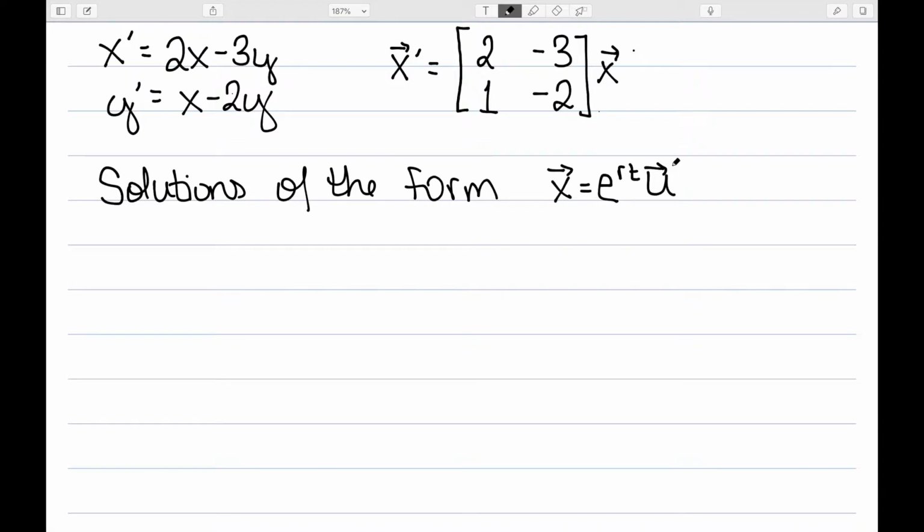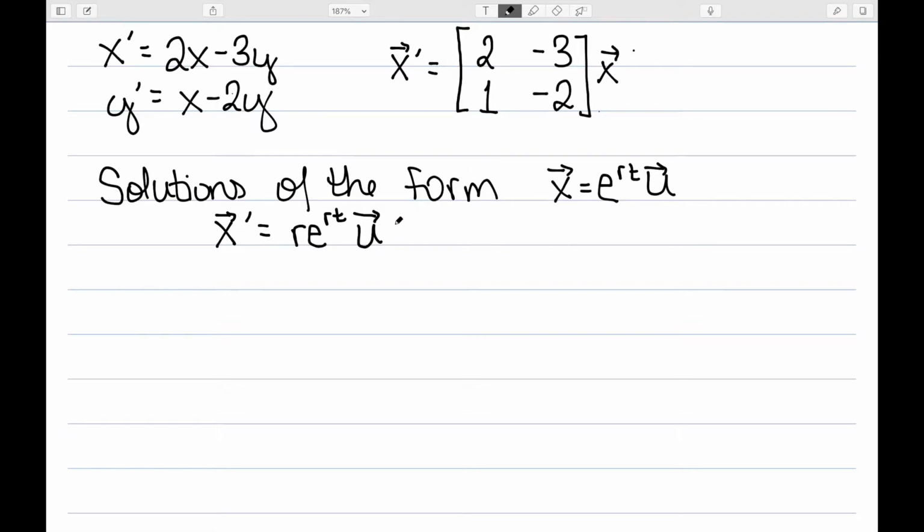Solutions to these types of homogeneous systems with constant coefficients are of this form: x equal to e to the rt times u. And so we need to learn a little bit more about this e to the rt u so we know how to find the solutions. Well, we can take the derivative. The derivative of e to the rt is r e to the rt, and u is a constant vector, so it acts just like a number.